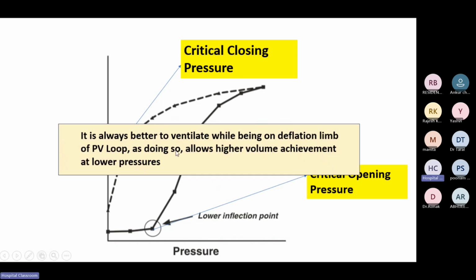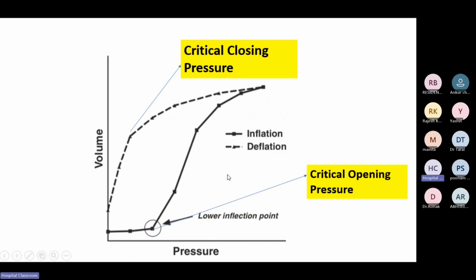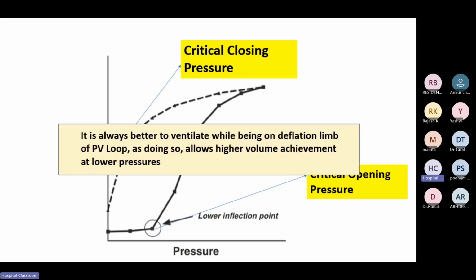Whenever we are ventilating a patient, be it a newborn or an adult, it is always better to ventilate while being on the deflation limb of the PV loop, as on the deflation limb the same pressure can deliver a higher volume. Suppose this is a pressure of, say, 10. If I'm on the inflation limb, the pressure of 10 does not give me any volume. But on the deflation limb, the pressure of 10 gives me a higher volume. So when you are ventilating a child with a recruitable lung disease, you should always recruit and open the lungs, and then come down on pressures.